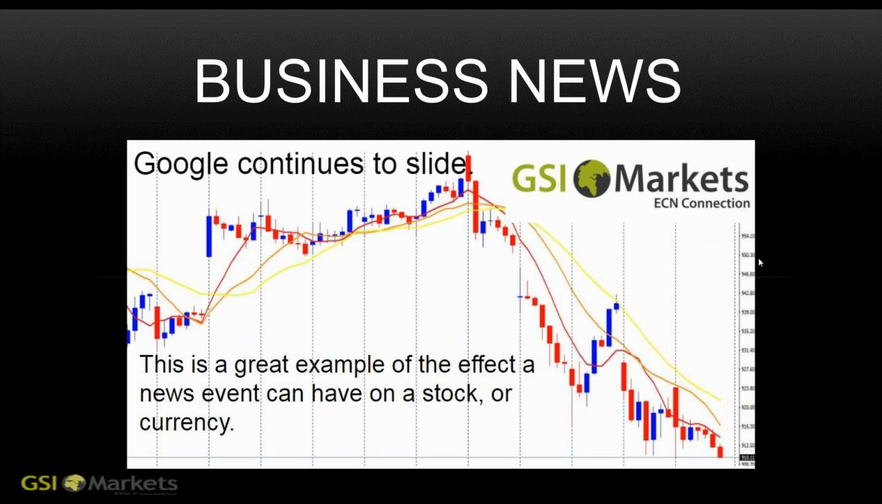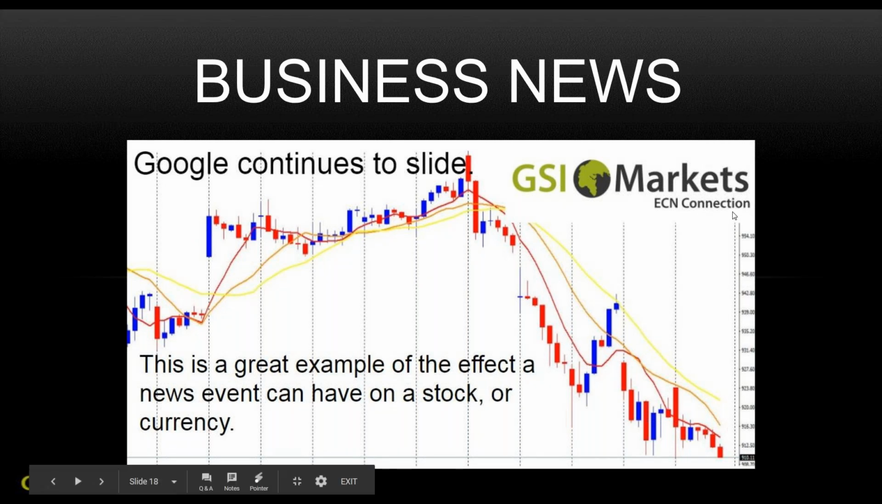Is it going to keep going? It might keep going for a while. Probably the worst of it is over now. It's been a week. They are appealing, as I mentioned. So any news on that is going to continually affect the stock price, for example, for Google.